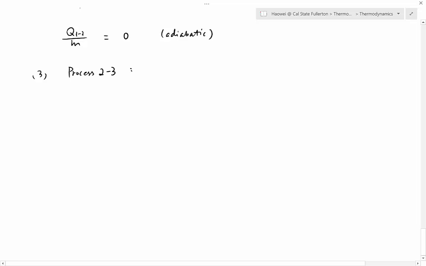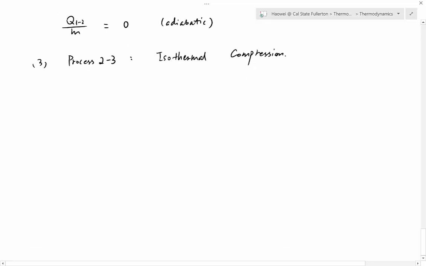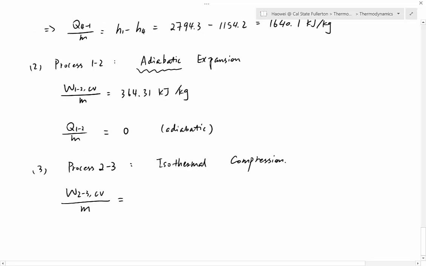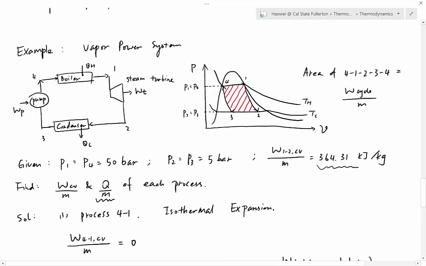Process 223 has a name. It's isothermal compression. Isothermal means temperature doesn't change. So now let's look for work first. W223, control volume work per unit mass. And what is the control volume work for 223? What is 223? Let's go back. 223 is the condenser. Do we have any moving parts in the condenser? No, we do not have any moving parts.